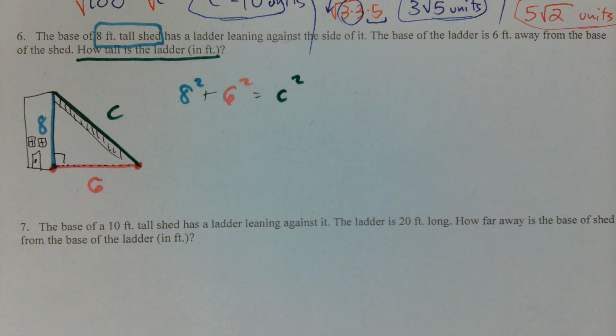50 times 50 is 2,500. Yes, you are. Good. Take it away.